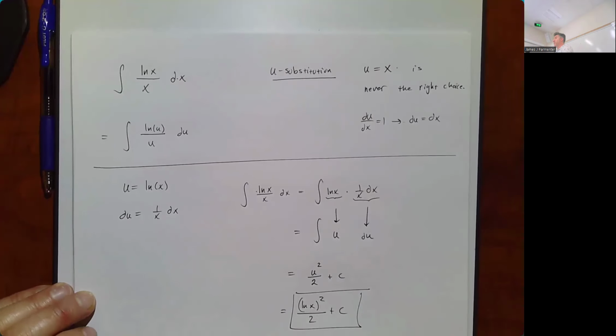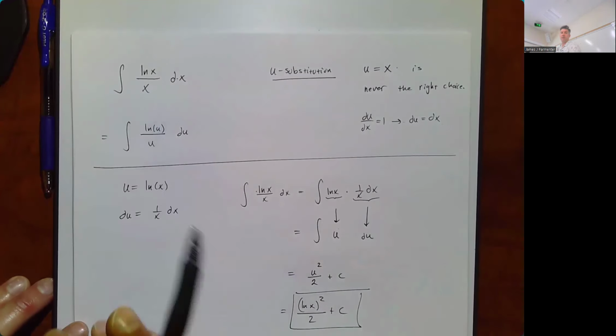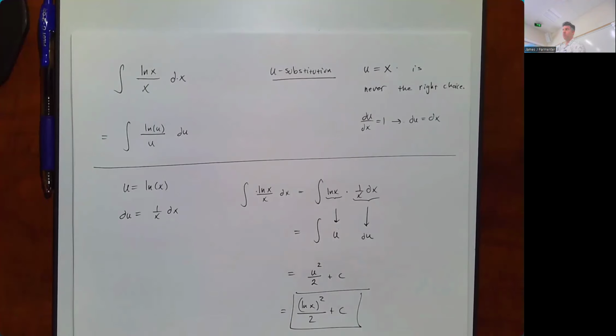And if we took the derivative, we would get 2 times natural log of x to the first divided by 2. And then we multiply by the derivative of the natural log of x, which is 1 over x. And we definitely get back to the natural log of x over x. Let's look at some more exciting u substitutions. Yeah, let's do that.